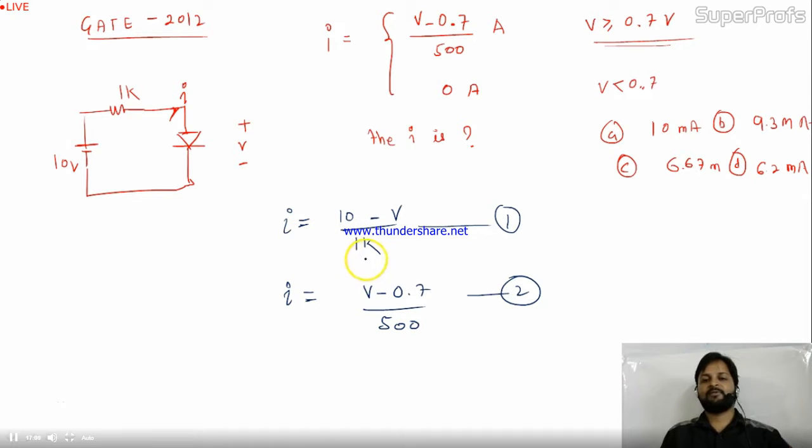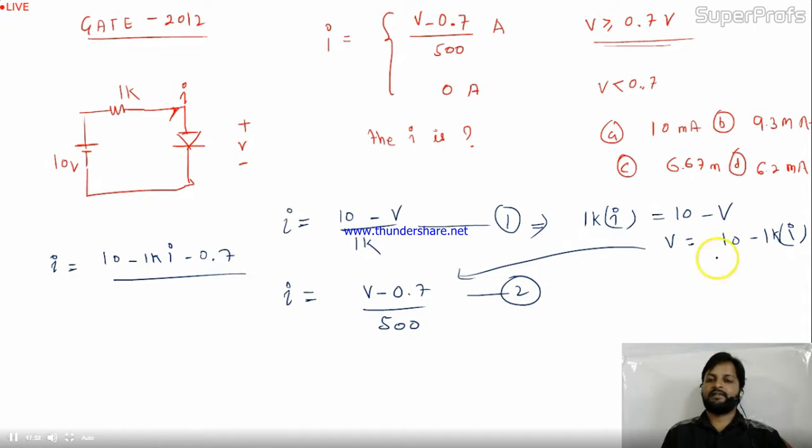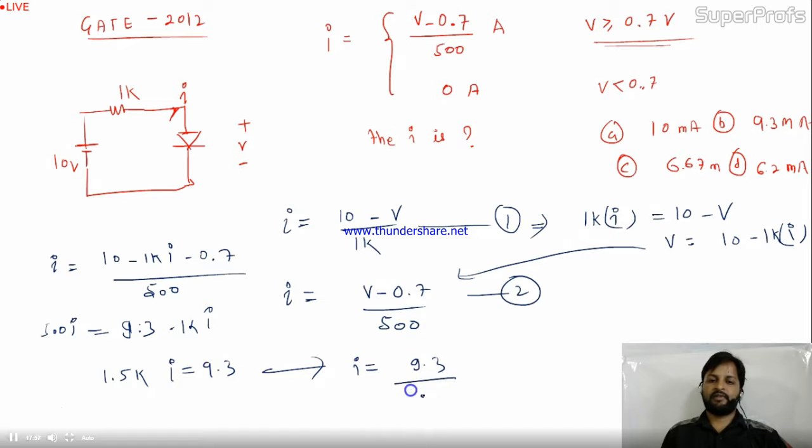This is a very simple circuit now. So let me replace the V value because I need to calculate the I value, right? By equation 1, 1K times I equals 10 minus V. So V is 10 minus 1K times I, simple. Just replace this V over here. So I is nothing but (10 minus 1K I minus 0.7) divided by 500. This 500 will go to this side, so 500 I equals 9.3 minus 1K I. 1K I will go to that side, so it will be 1.5K times I equals 9.3. So by this equation, your I is 9.3 divided by 1.5 milli.